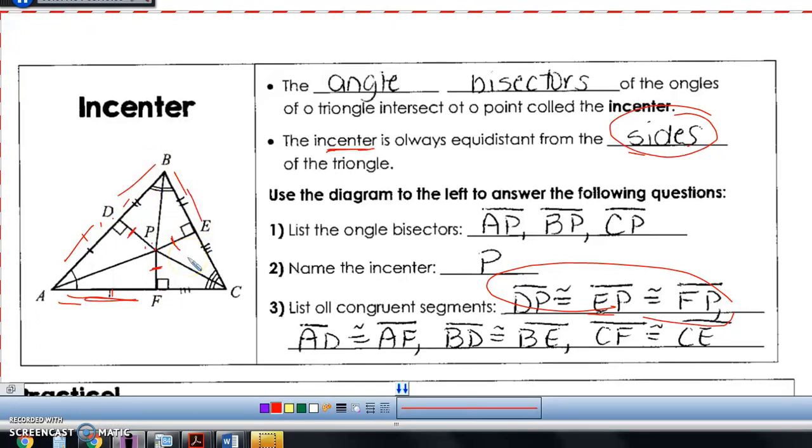Remember when we talked about the angle bisector, the theorem says if you are located on the angle bisector, you are equal distance from the sides. So here's my angle bisector. This point is on the angle bisector. You're equal distance. And that makes these 2 sides equal as well.